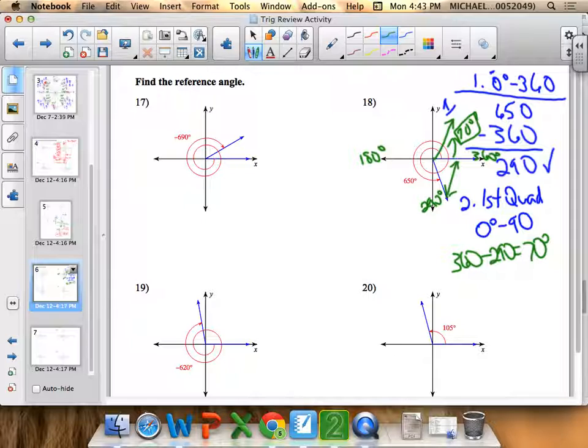Now, again, for step 1, I just got it in the range of 0 to 360 by subtracting revolutions, or adding if it's negative, like number 17 is negative. Step 2 is getting it into the first quadrant. If you notice in 17, it already is in the first quadrant, so chances are you won't have to do step 2. And again, step 2 is finding the distance between the angle and the x-axis.